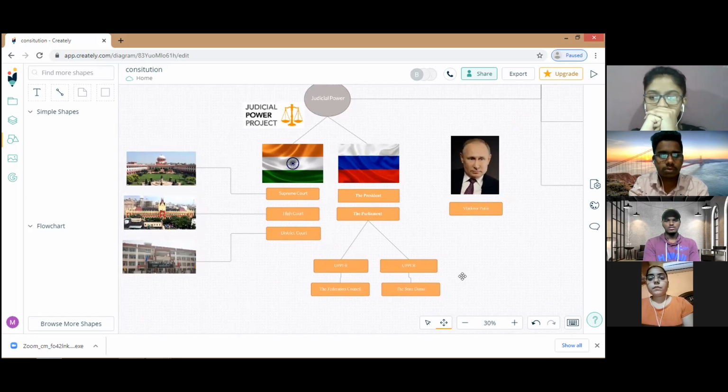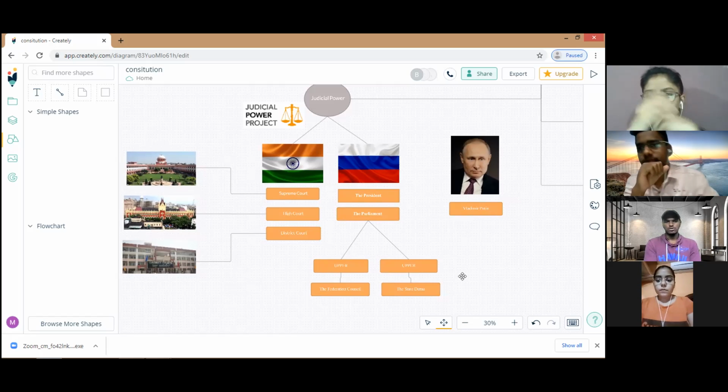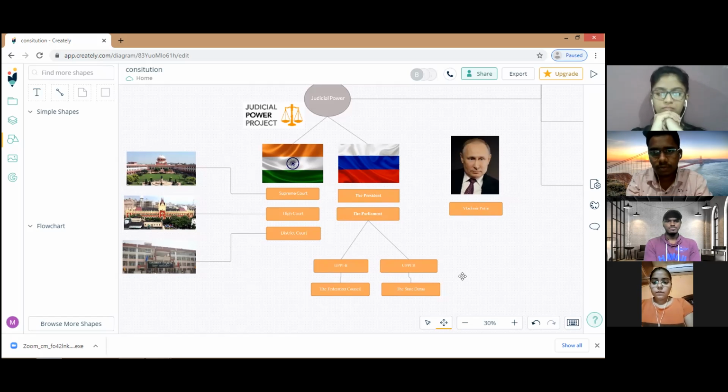On 26 January 1950, the Indian Constitution was written, the world's largest written constitution. The Constitution is a source of law in India, and also the supreme law in India. The judicial system of India consists of the Supreme Court, High Court, and District Court or Subcourt. Now, as you can see in the picture, first I will be talking about the Supreme Court. Under the Constitution of India, the Supreme Court is the final court of appeal.